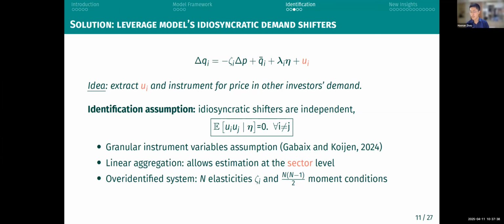But my favorite way of interpreting this identifying assumption is from the standpoint of individual investors. So one mutual fund doesn't care about the demand shock coming from one pension fund. And because we are working with a linear model, you can aggregate all idiosyncratic shocks associated with investors in a particular sector, and this identifying assumption is still going to hold at the sector level, provided that we have some sort of granularity within sectors.